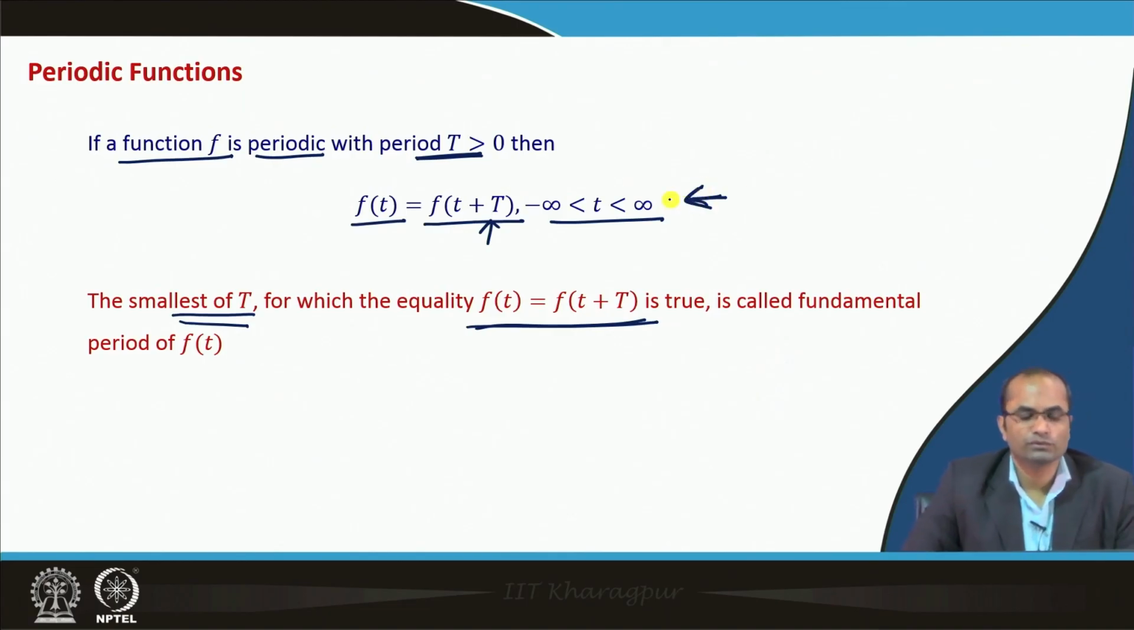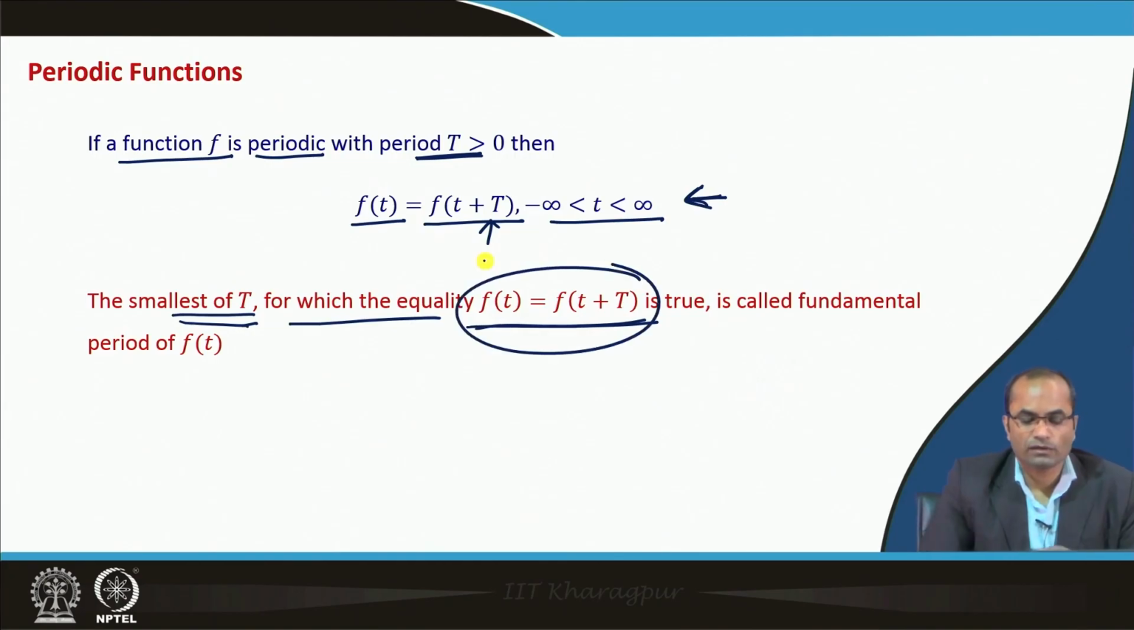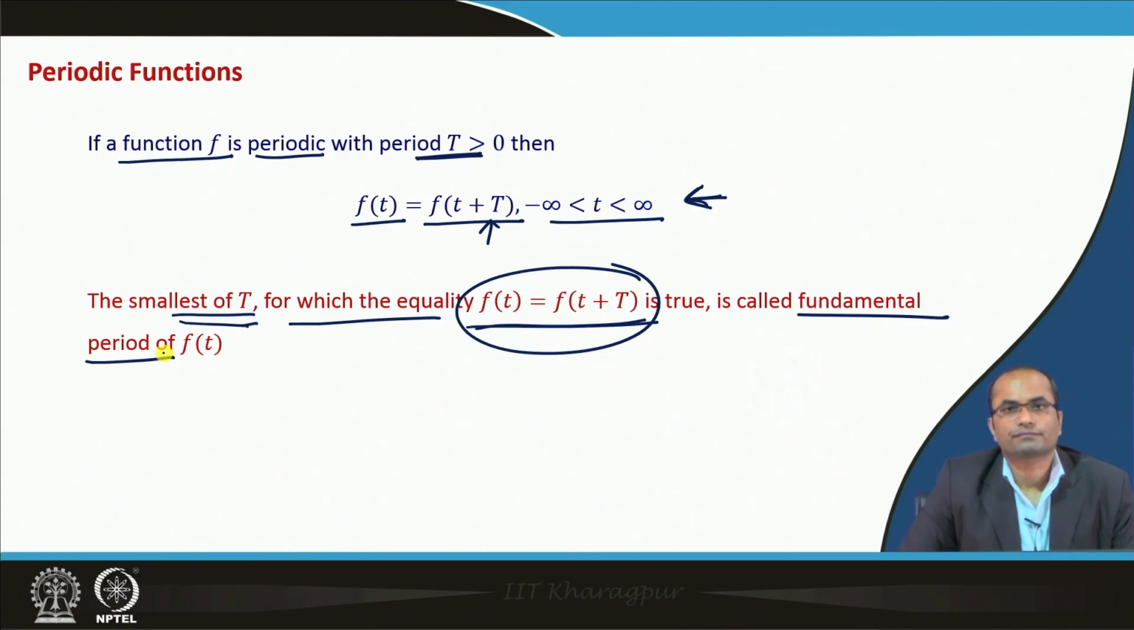So, if f(t) equals f(t+T), then also f(t) equals f(t+2T), or f(t+3T), etc. The smallest value of T for which this equality is true is called the fundamental period of the function f(t).